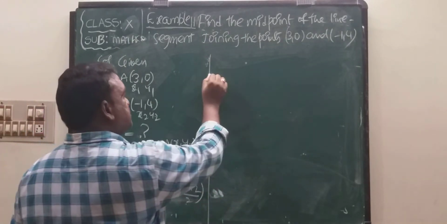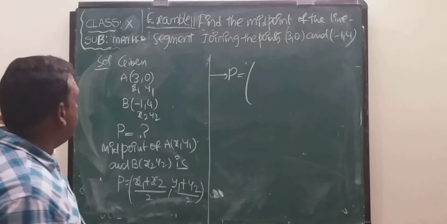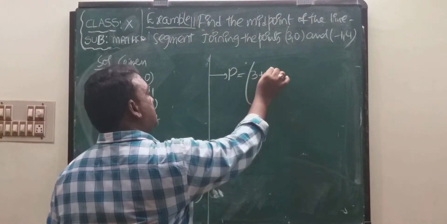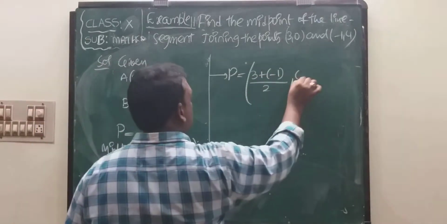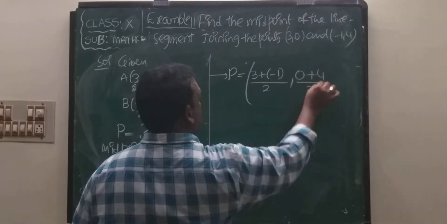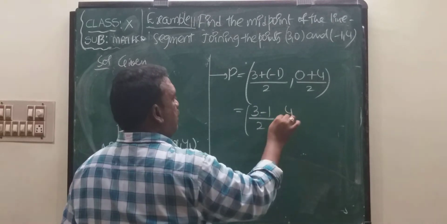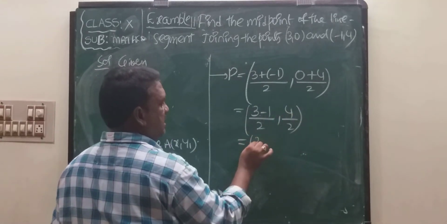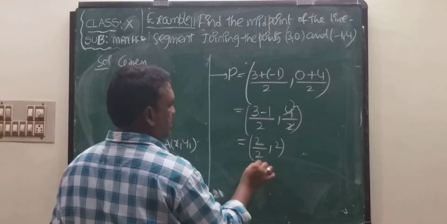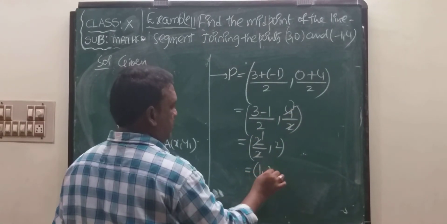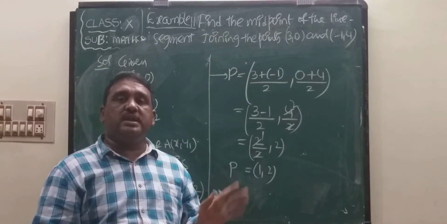Then substitute, implies P equal to, what is x1? 3 plus what is x2? Minus 1, by 2. What is y1? 0 plus what is y2? 4, by 2. 3 minus 1 by 2, 4 by 2. What is 3 minus 1? 2 by 2. Here 2 cancellation. So 2 how many times? 1 time. So P value (1, 2). So P is what? Midpoint.